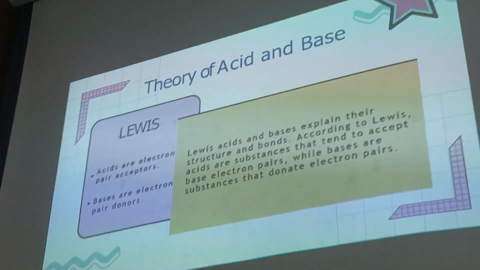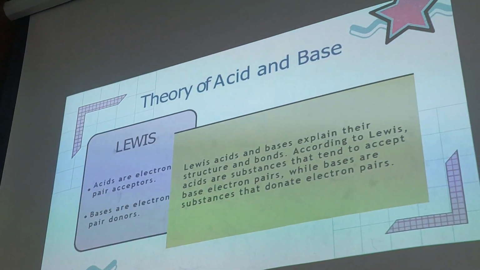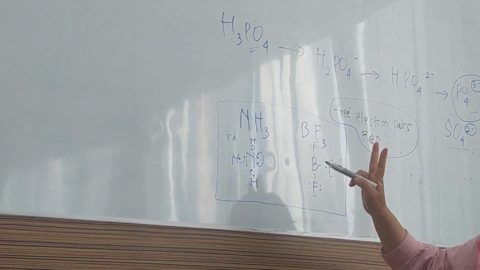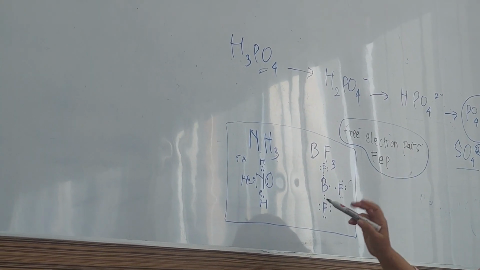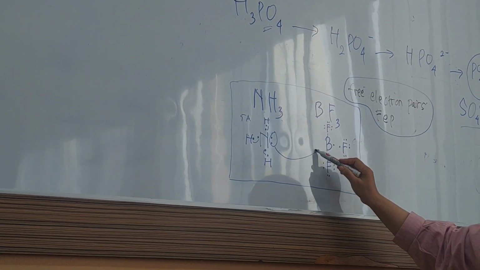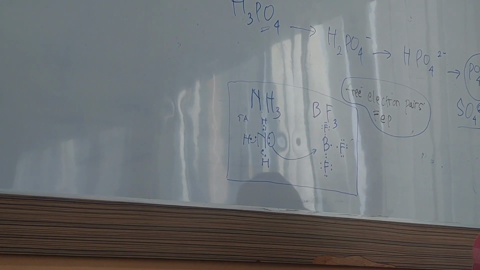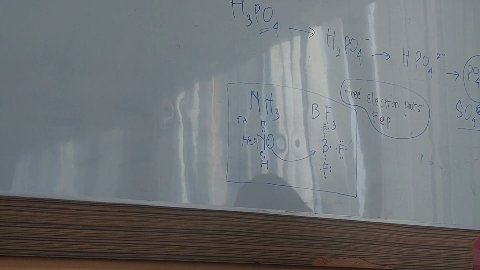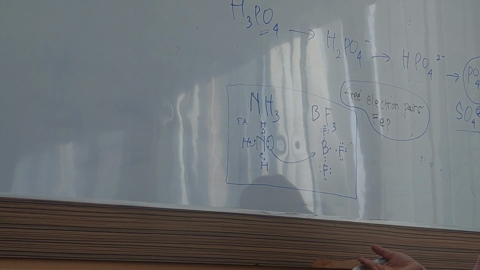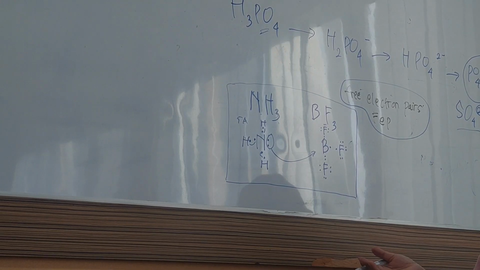So, because N is from group 5A, 1, 2, 3, there still remain 2 electrons as a pair. So this is the free pair that can be donated. For BF3, there's no atom remaining anymore.